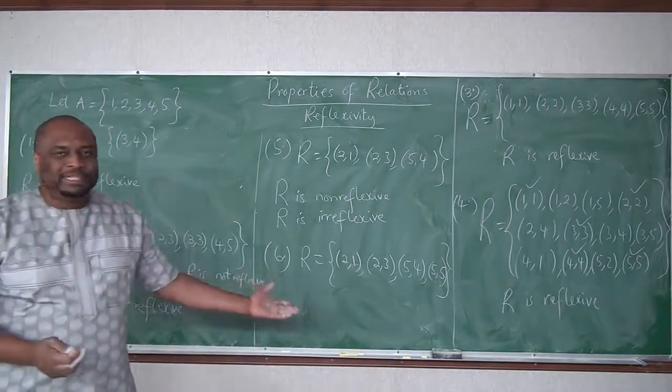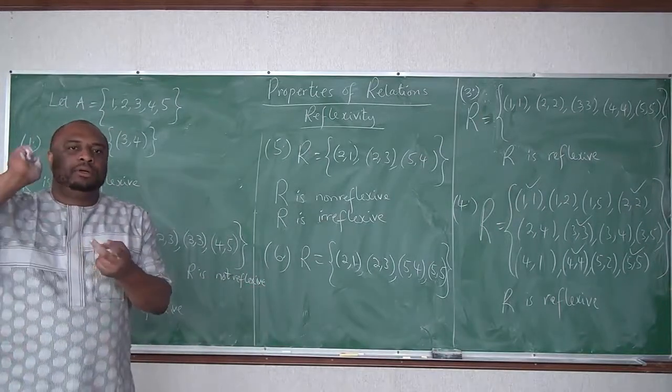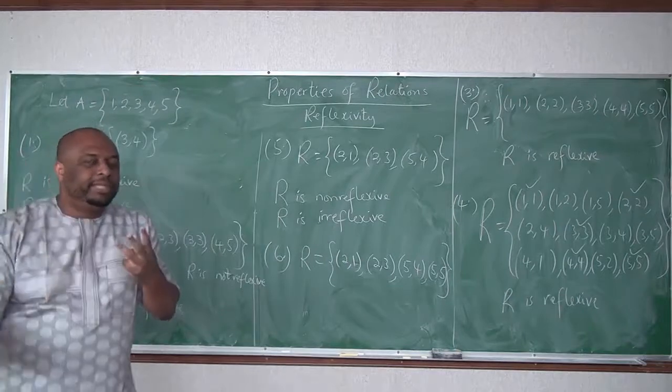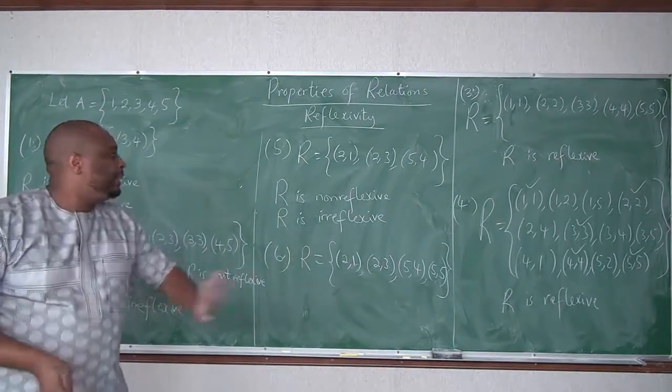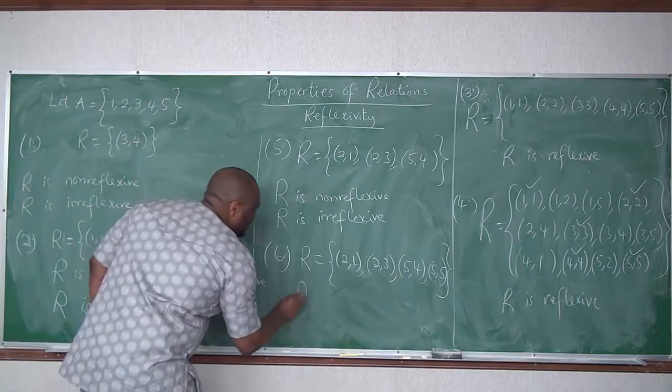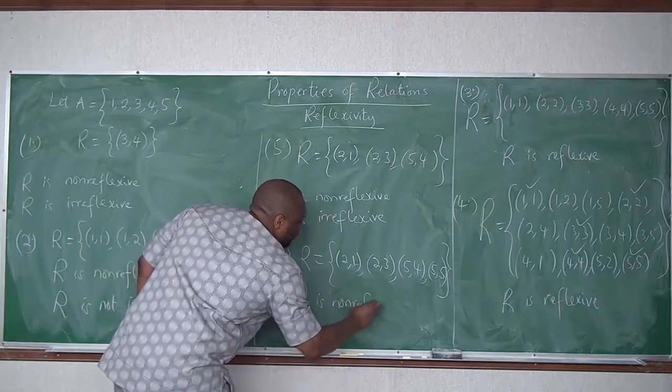In this case, at least we see 5, 5. Now, we don't see 1, 1, we don't see 2, 2, we don't see 3, 3, we don't see 4, 4, but we saw 5, 5. So here, arrow is just non-reflexive. Arrow is non-reflexive or not reflexive.